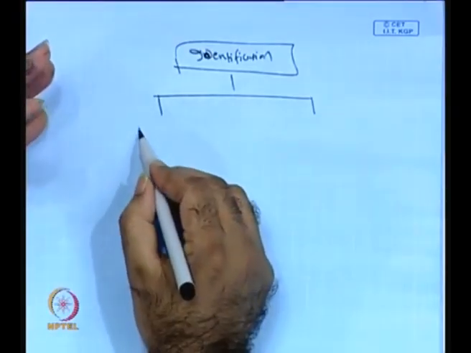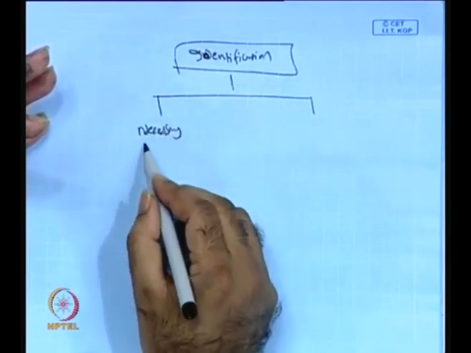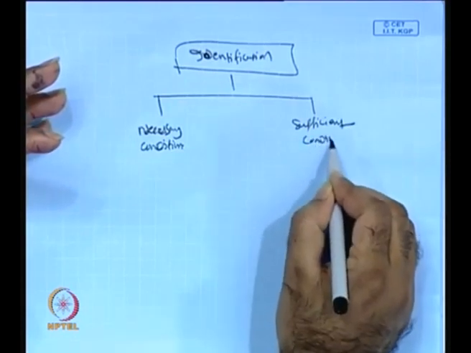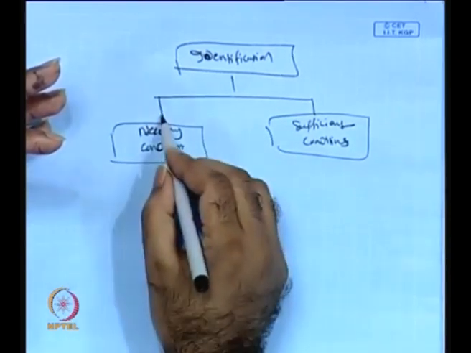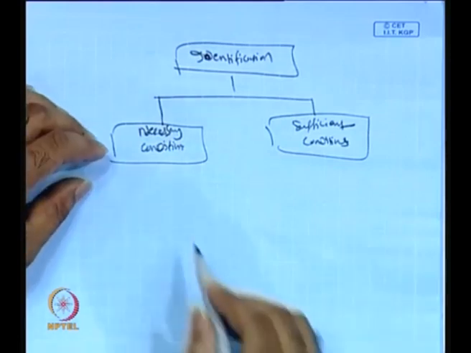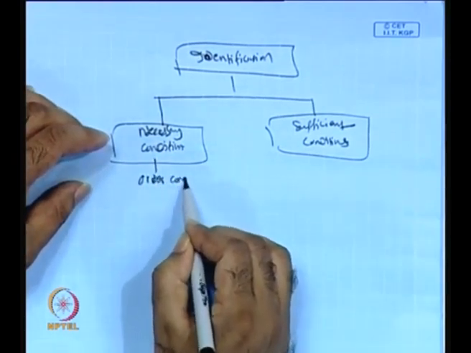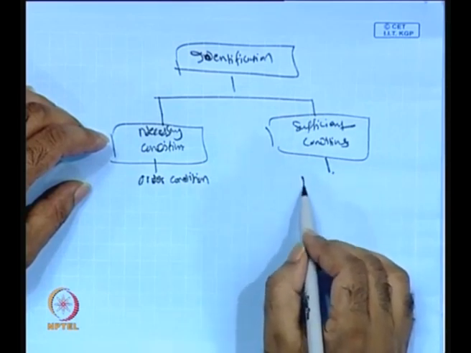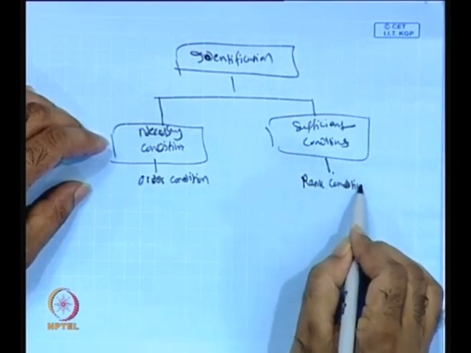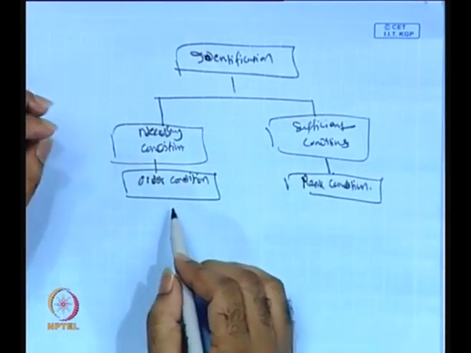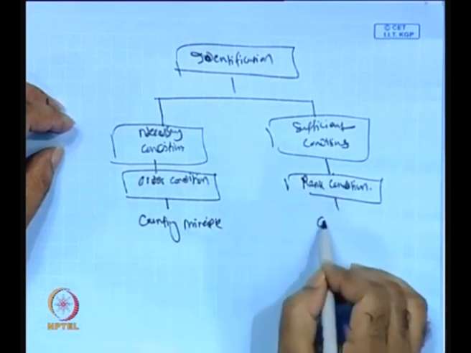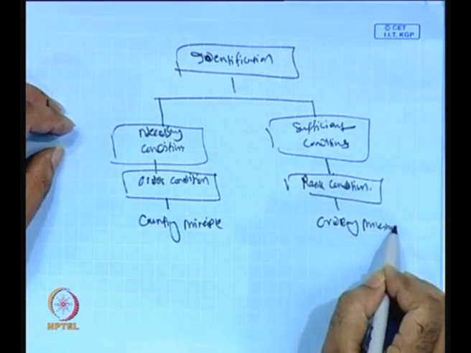So the first condition is called the necessary condition. So the rule is to examine necessary conditions. There are two conditions, necessary conditions and sufficient conditions, to identify a particular equation in a particular system. The necessary condition is called the order condition, and the sufficient condition is called the rank condition. The order condition is sometimes called the counting principle, and the rank condition is sometimes called the ordering principle.